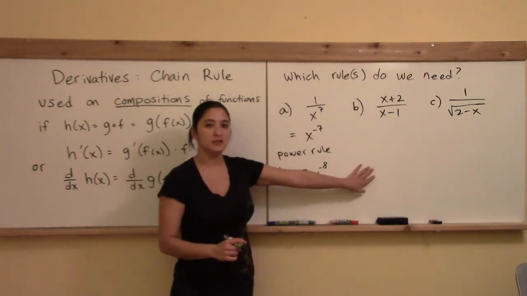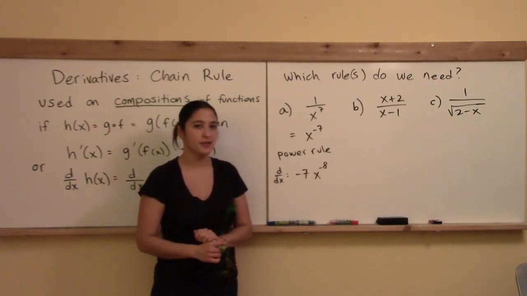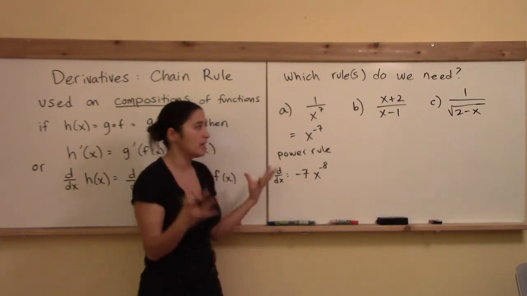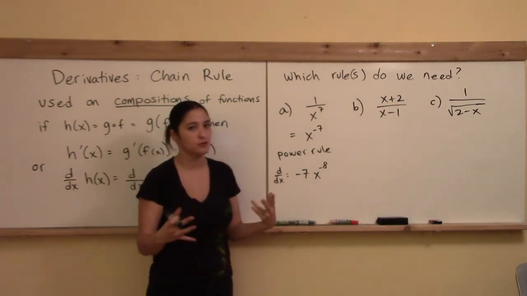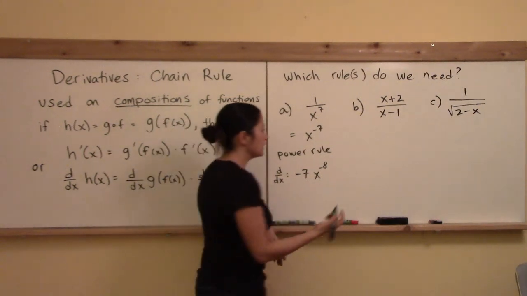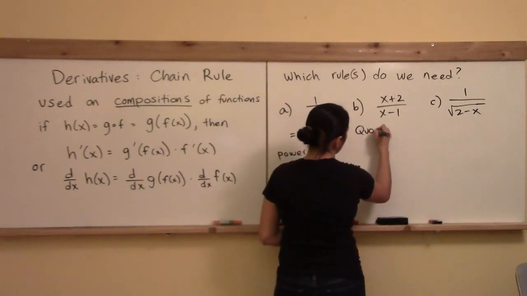All right, what rule did you need for b here? Couldn't get out of it, could you? Had to use the quotient rule. This is a quotient, can't really split it up or anything, can't really write it as a negative power, so we need to use the quotient rule here.